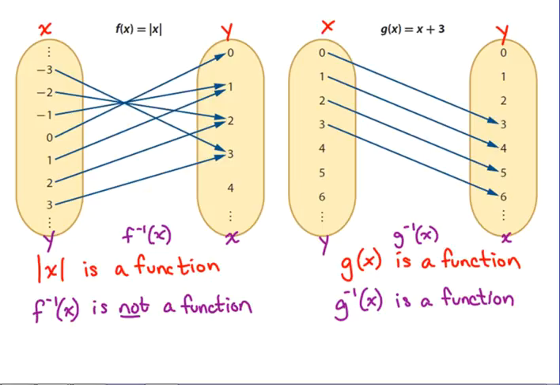So we call this specific case right here, when both a function and its inverse are functions, one-to-one, which kind of makes sense. Every x has only one y, every y has only one x. That is not the case in the case of f of x equals the absolute value of x. Every x has only one y, but every y does not have only one x. Okay? Absolute value of x is not one-to-one. X plus 3 is one-to-one.